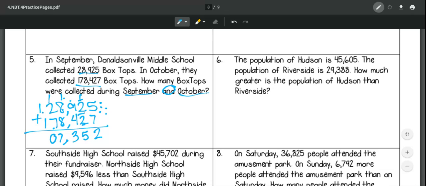So now 1 plus 1 is 2. So my answer is 207,352. Now, with these word problems, we want to make sure that we put a unit with our answer. So, how many box tops were collected during September and October? This number is how many box tops were collected during those 2 months. So, I'm going to put 207,352 box tops.